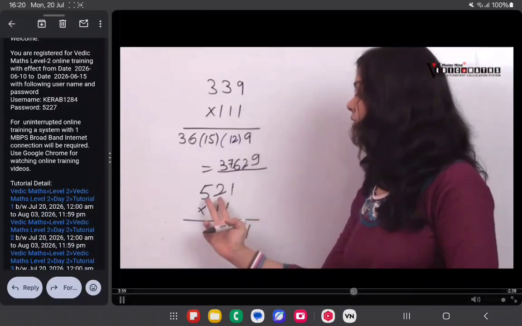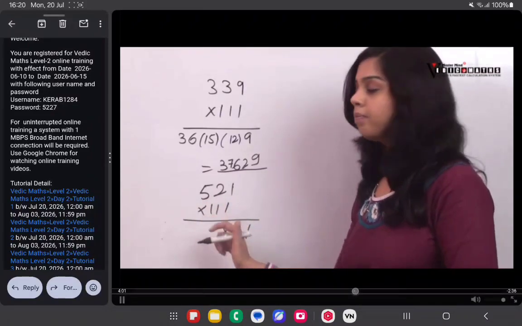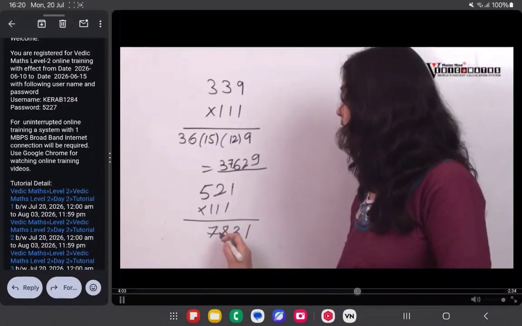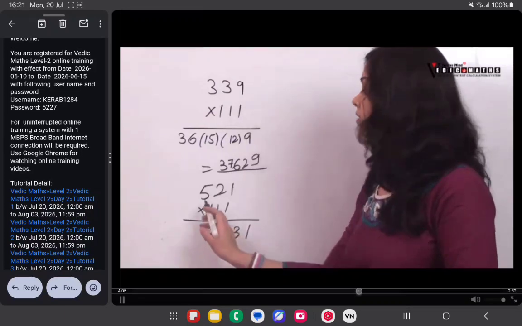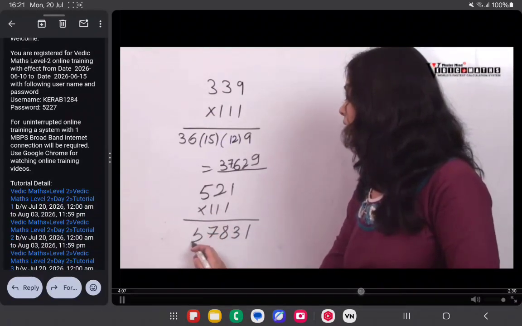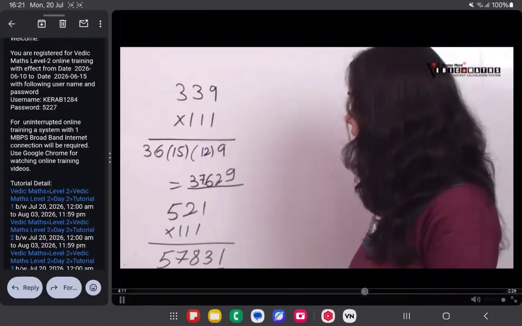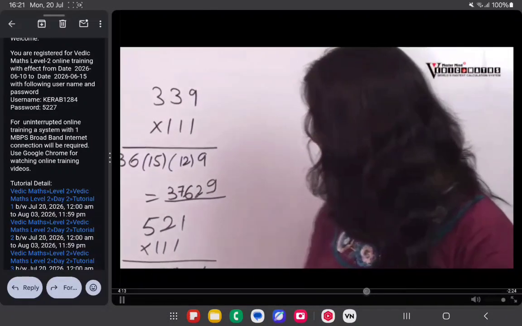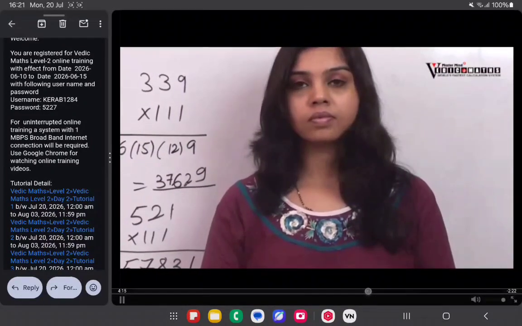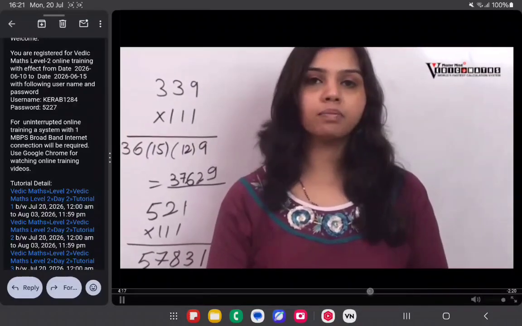Then the sum of these two numbers, 5 plus 2 is 7. Then write the first number as it is. So our final answer is 57831. Let us see a few more examples.